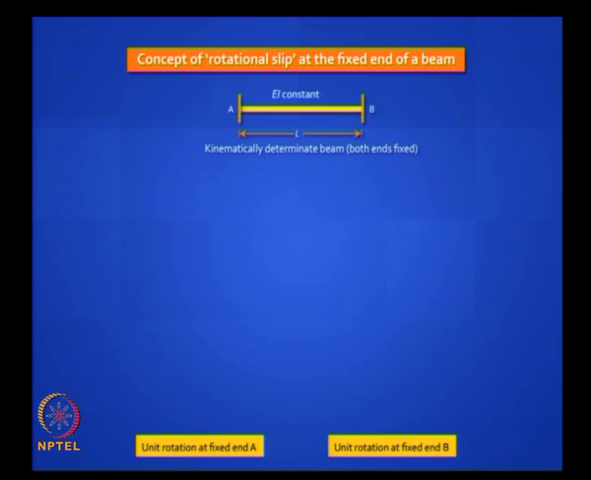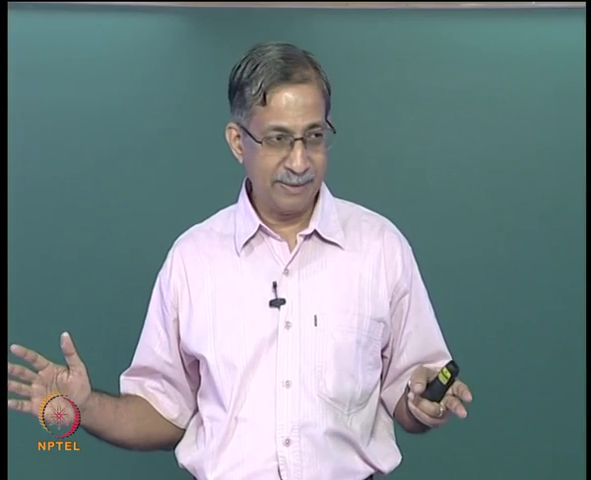Now in the previous slide we deliberately applied a moment and we found the rotation. Now we look at the same problem in a different manner. Here you have a fixed beam, okay, both ends are fixed. This is supposed to be kinematically determinate because there is no rotation at either end, there is no translation at either end, and anywhere in the beam there is no movement. So this is ground zero, everything is known here.